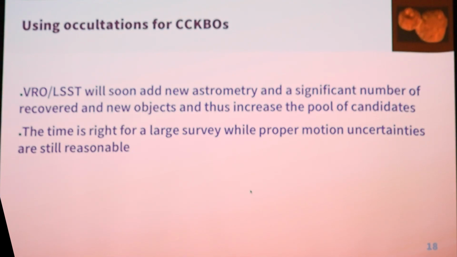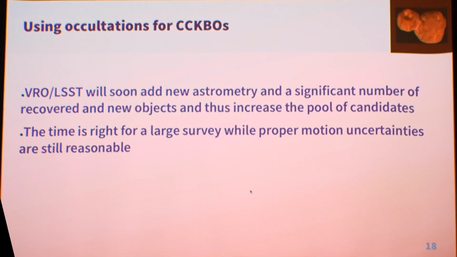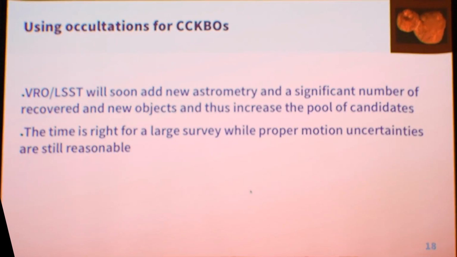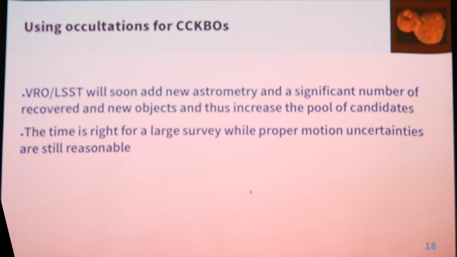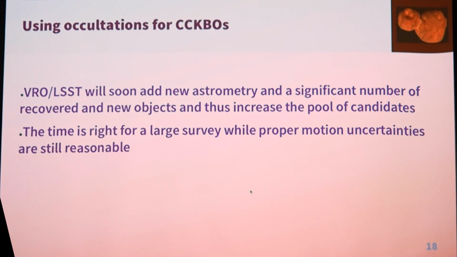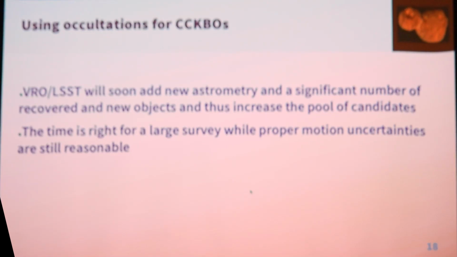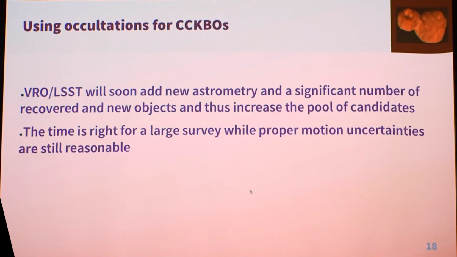So what's coming up? You've heard a lot about VRO and the LSST, the survey is coming up. We are going to see a lot of new TNO data. It's going to be really, really good astrometry. The number of objects we have to draw from to study this way is going to increase drastically. Right now, the population of known objects with good orbits is kind of small for getting into a really detailed survey like I want to do, but that's going to change.